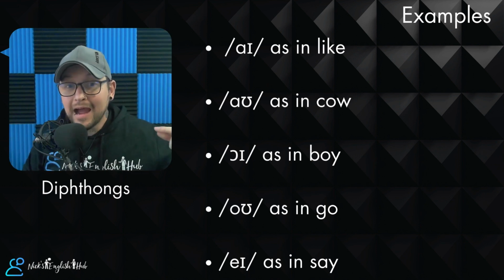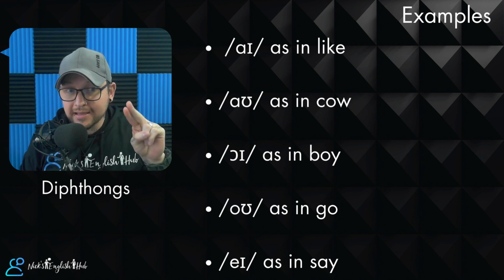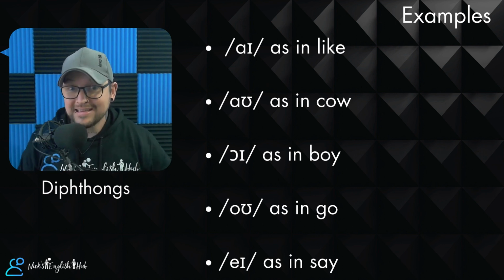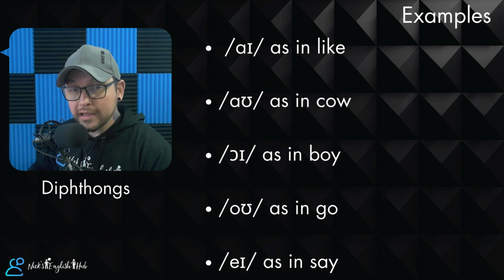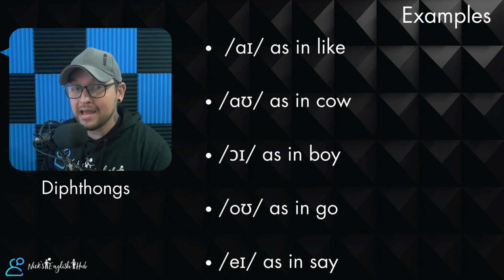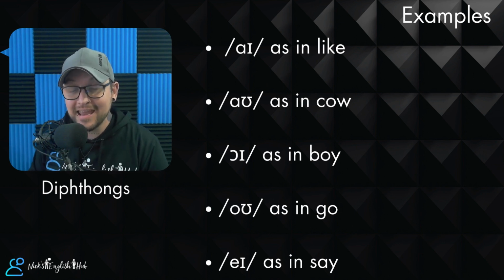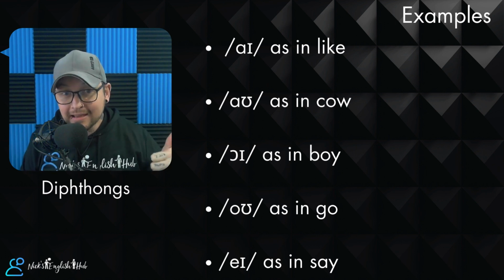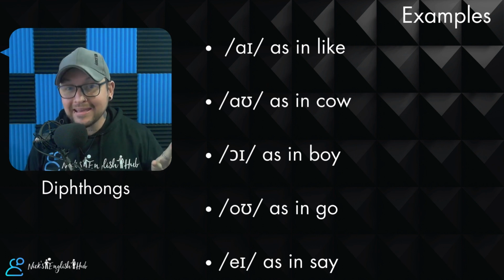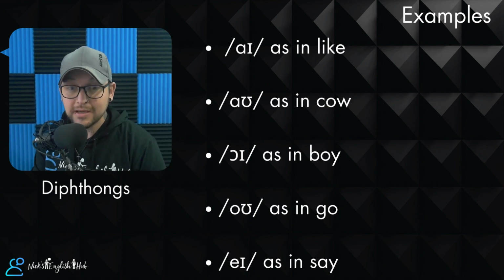All right, so let's go into some more examples of diphthongs, starting with the very first one. I, as in like. Listen to the two sounds, how it glides into each other. Ow, as in cow. Oi, as in boy. O, as in go. And A, as in say. So I, ow, oi, o, a. You'll hear two sounds rolled up into one. These are some examples of diphthongs.